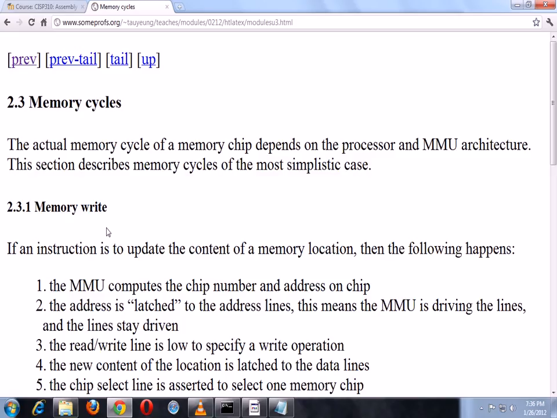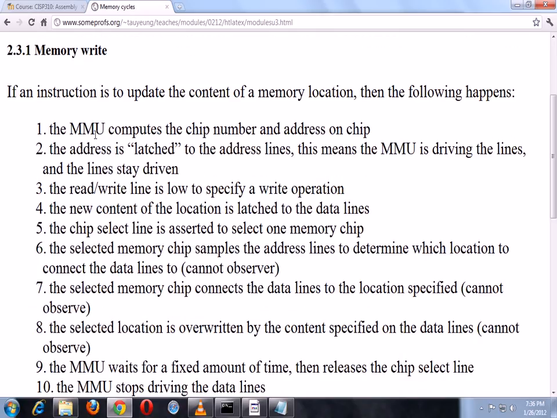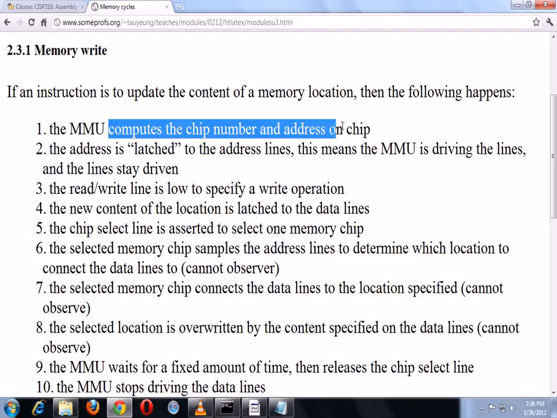Memory cycles. We'll continue to use that example, and we'll go through what a memory cycle is. Let's say that the software wants to write to that location. It wants to change the content at that location. From the software perspective, it is location 3050. In other words, when you write a program in assembly language, you say, I want to change location 3050 to something else. The question now is, how does the MMU manipulate the memory chips so that the new content is stored at that location? First of all, the MMU has to compute the chip number and the address on the chip.